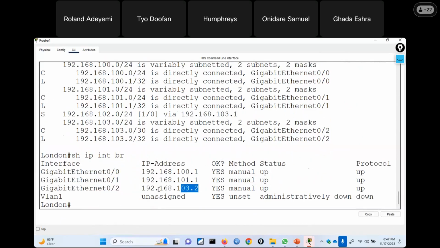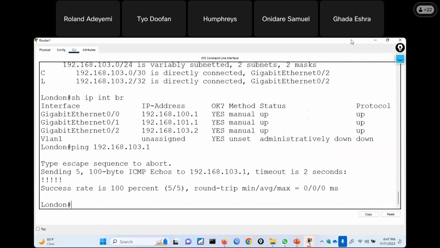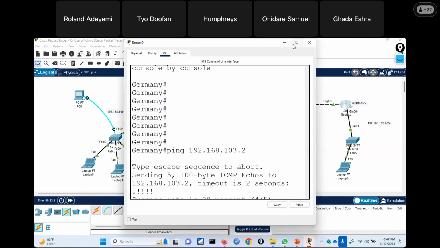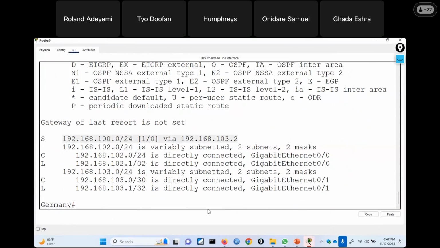This interface is .2. The other side should be .3. Then is that interface reachable? 192.168.103.1. The interface is reachable. Let's go to the other side. The static route we configured there. Did we configure it well? Let's find out.